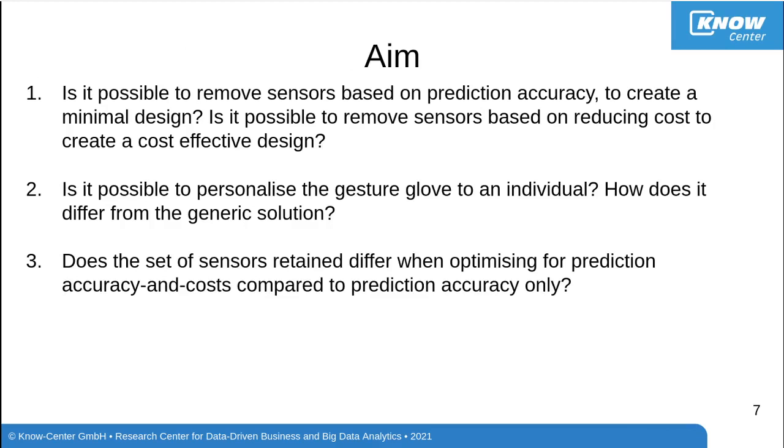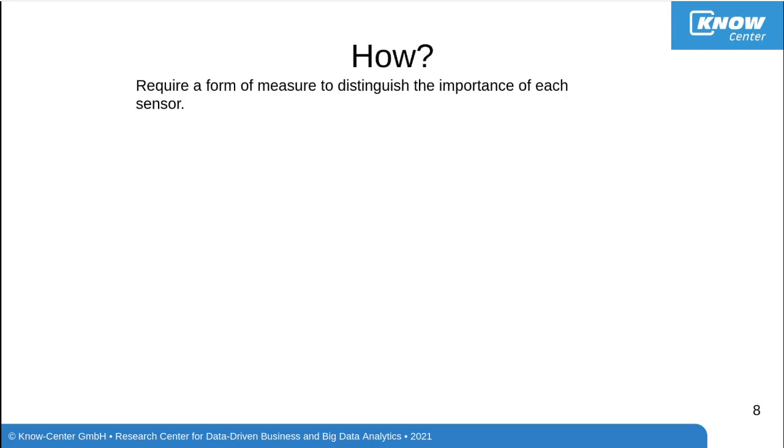With the experiment and the data, we are aiming to answer 3 main research questions, which can be summarized as: number 1. Is it possible to create a design with minimal sensors whilst retaining a degree of prediction accuracy? Can the same be done where the focus is to create a cost-effective design? Number 2. Is it possible to create a personalized glove design tailored for an individual solution? Can the same be done for a general solution? Number 3. How different are the set of sensors from the different designs and the different solutions? And we answer them through the use of importance estimates.